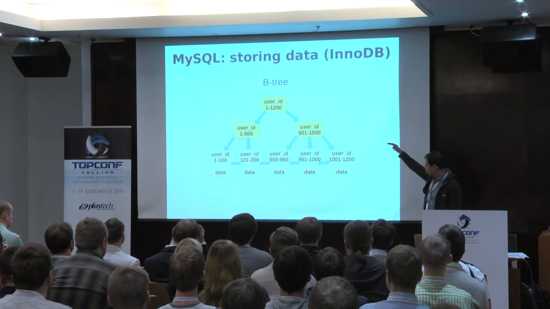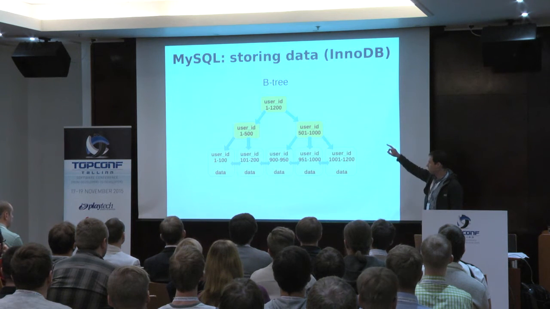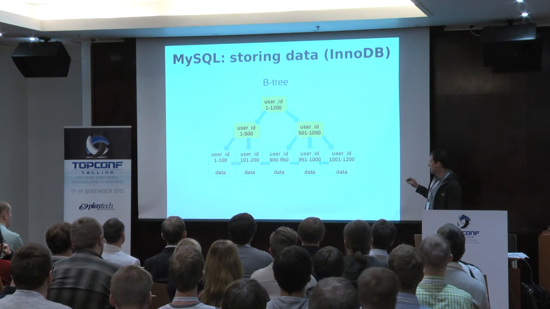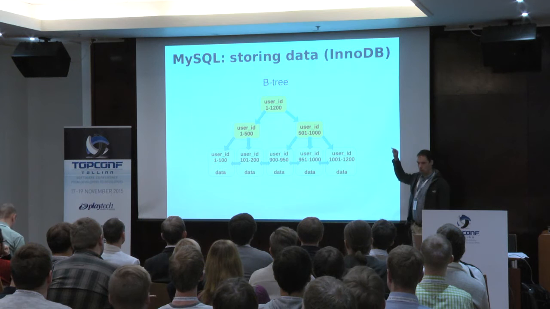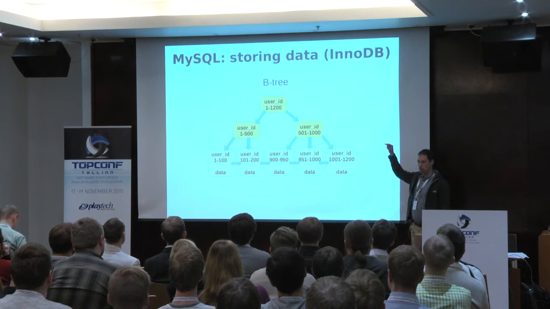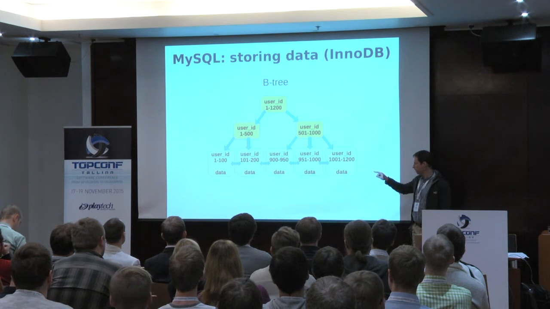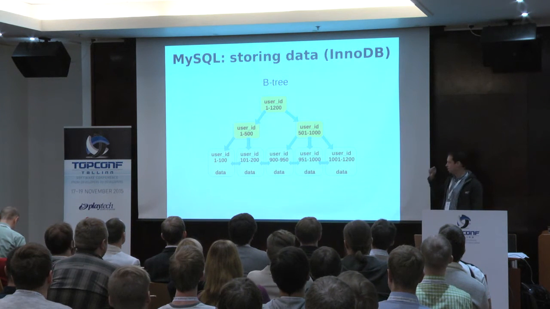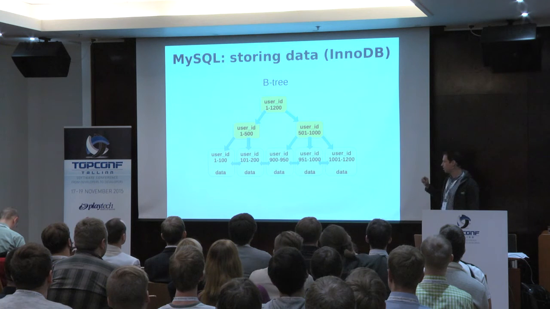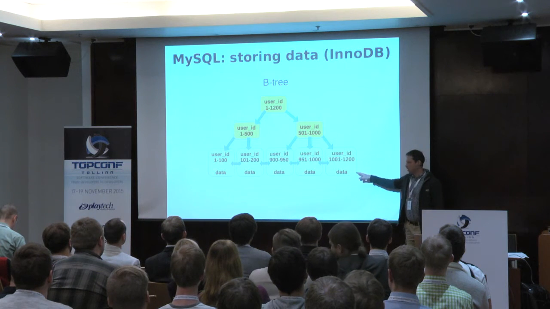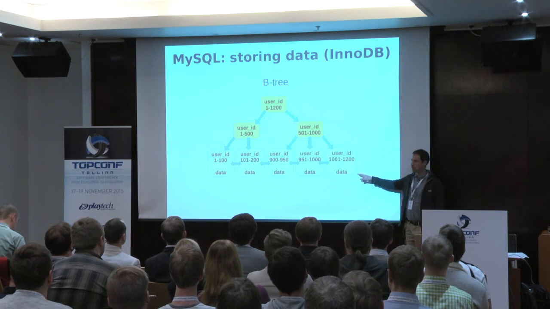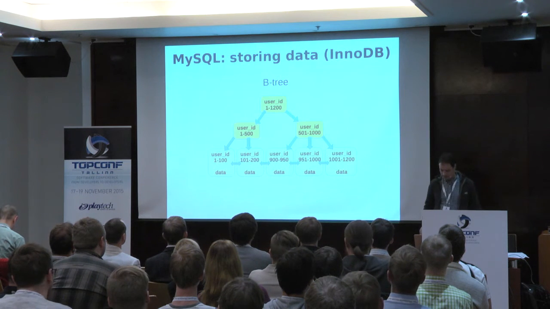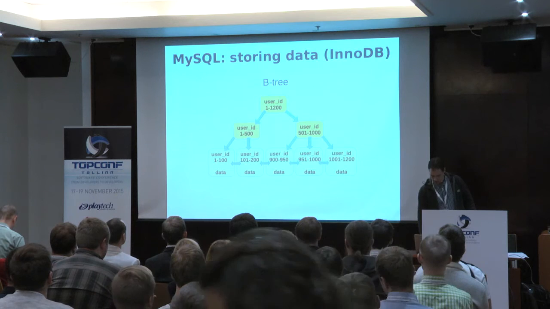The nodes can contain primary key value references, and it's easy to go down from the top to the leaf node and find where our data is located. In this B-tree, data is located in leaf nodes only. This is how MySQL handles its data.